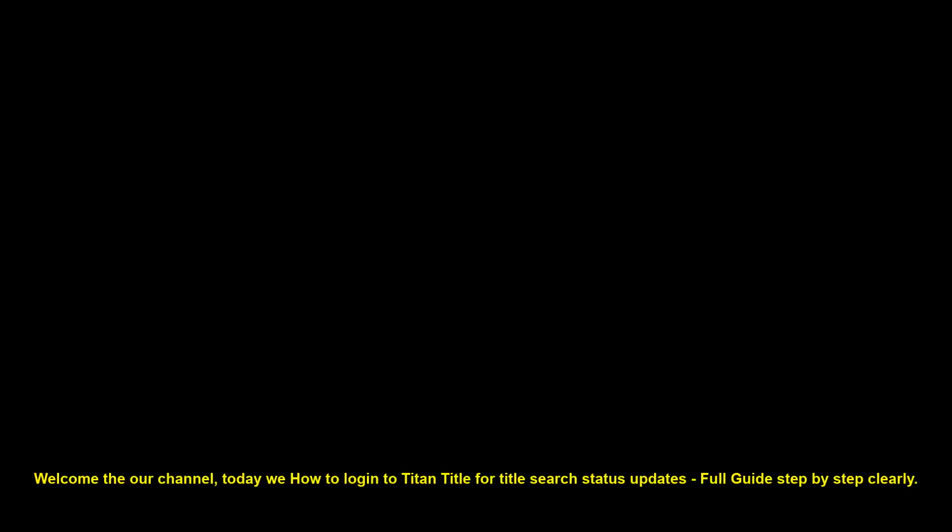To log into Titan Title for title search status updates, start by opening your web browser. In the address bar, type in the Titan Title website URL. Press the Enter key to navigate to the website. Once the website loads, locate the login button, typically found at the top right corner of the home page. Click on the login button to proceed to the login page.